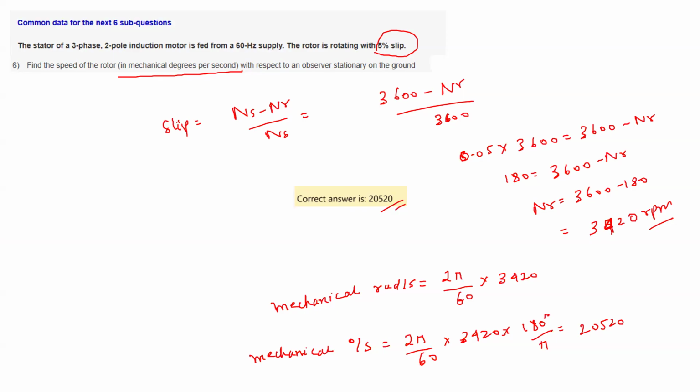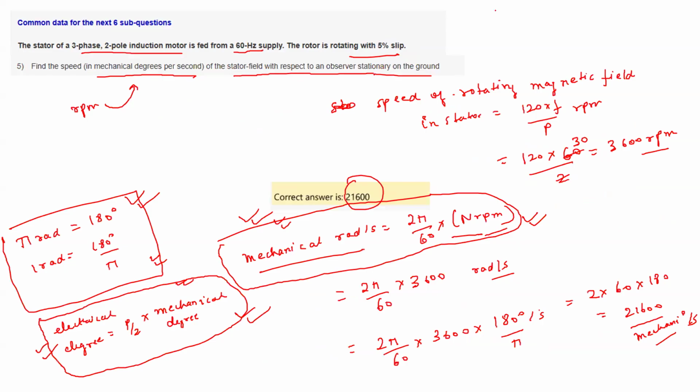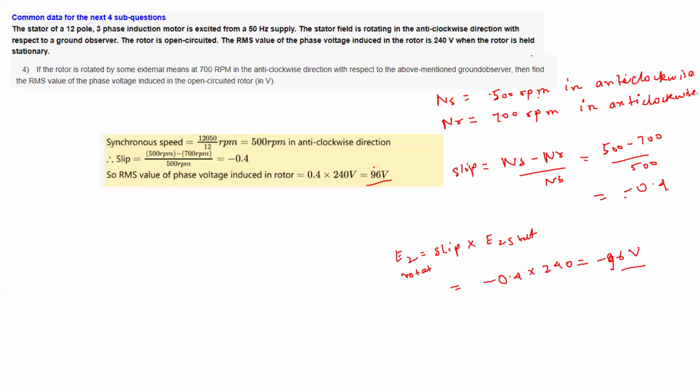You just have to remember that this is the slip. We know that the speed of the rotating magnetic field is 120 f by p. These things are very simple. Numericals are very simple once you know these discussions.